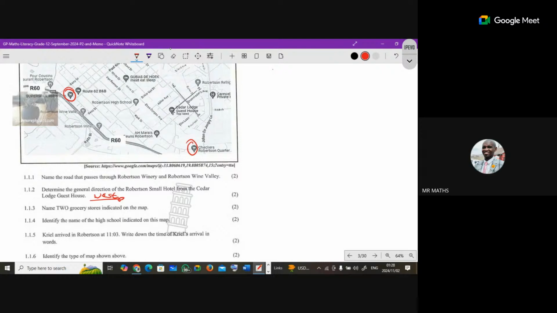It was 1.1.3. So your first question is 1.1.3. So you are going to write it. It's Checkers Robertson Quarter, and you can abbreviate it because of time. Then the second one here is Super Spa.